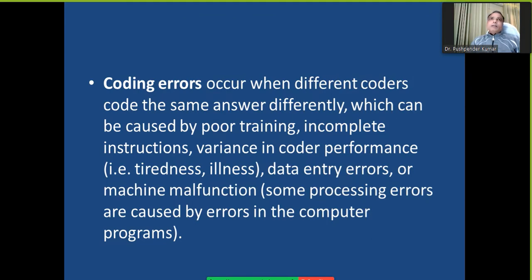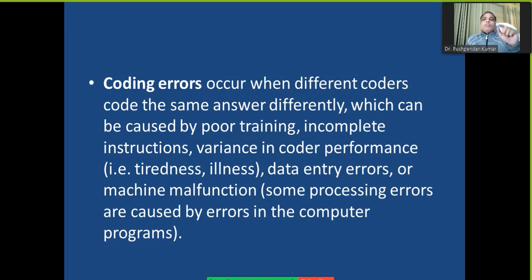Sometimes it happens that when you cast your vote, nothing is mentioned about whether you need to put a cross or a tick. So you need to clearly state what kind of coding, tick or cross, you need to use. Coding error occurs when different coders code the same answer differently, so you don't know whether you want to select it or not.